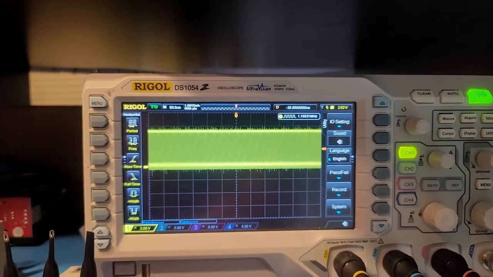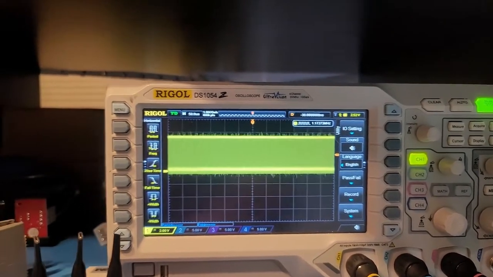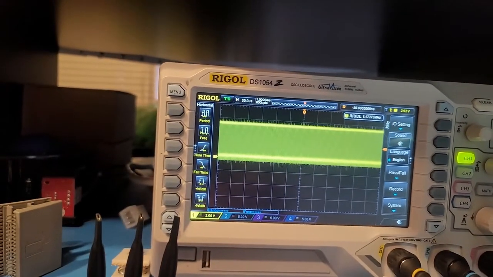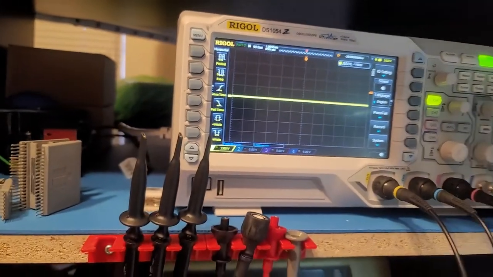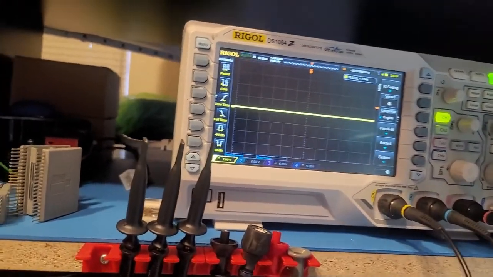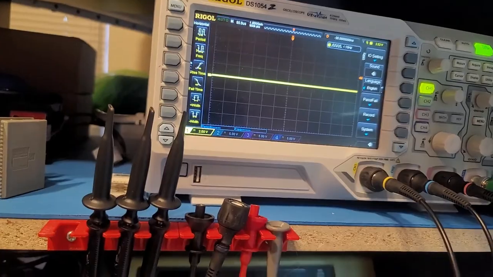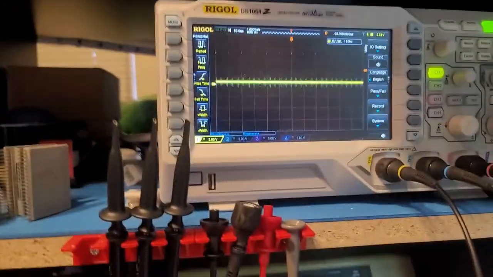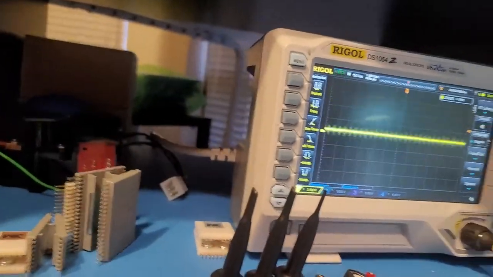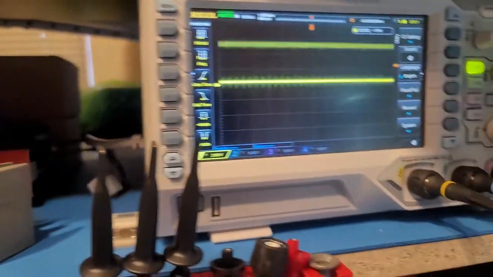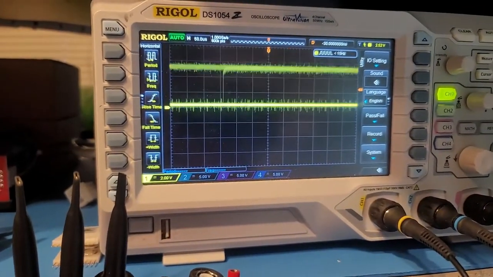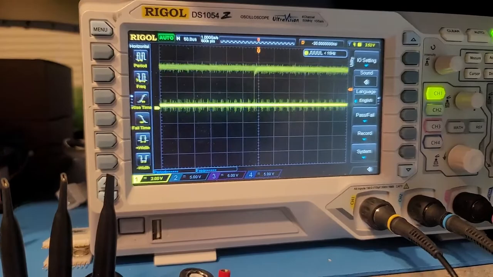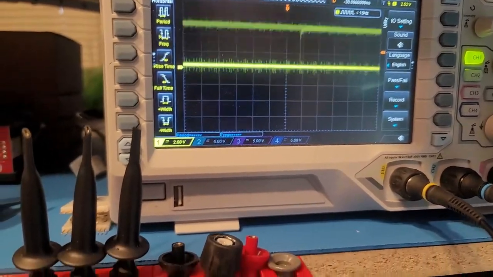It's right around 1.2. The crystal on this is brand new, so that's probably pretty good. Now we're going to look at pin 40 on the CPU, and as you can see, pin 40 is pulsing like crazy. That means the CPU is constantly resetting.